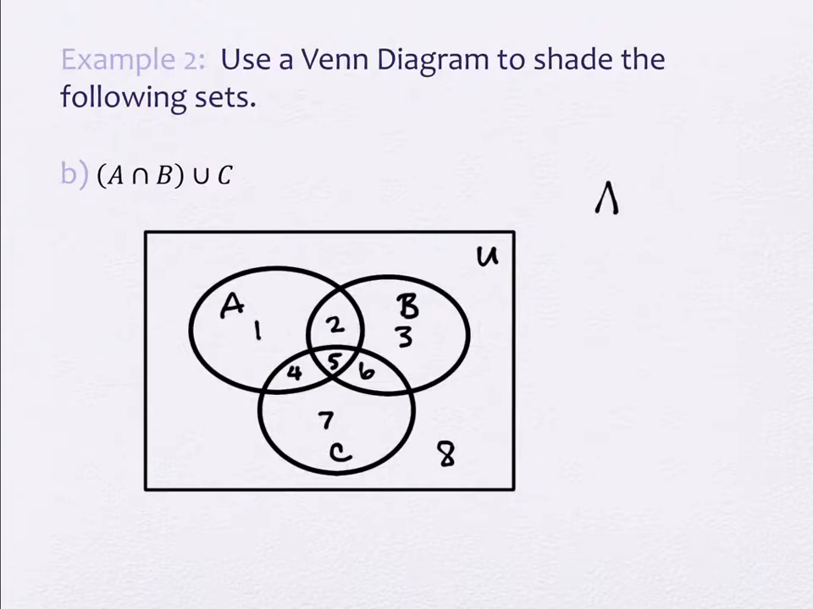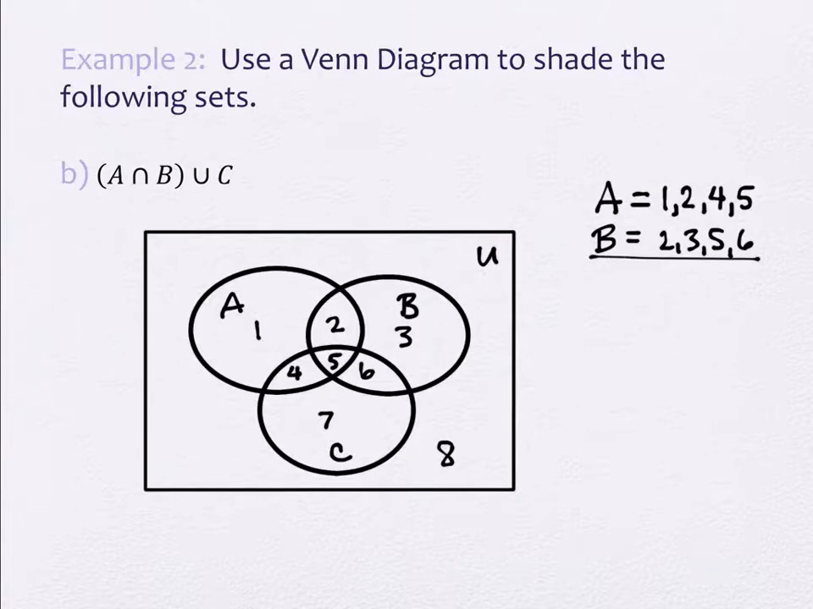So we're going to write down what is set A. So what numbers are inside set A? 1, 2, 4, 5. I'm going to write 4, 5 just so they're in order. And then what numbers are in set B? 2, 3, 5, and 6.